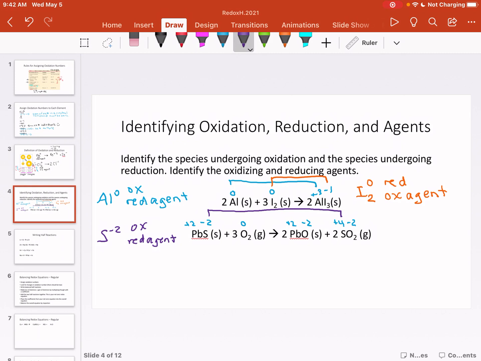Now let's look at the last element, oxygen, and we can see that oxygen went from 0 to -2. It went from -2 here as well. So we know that on the right-hand side, they're both -2. So O2 is our other player in oxidation and reduction. Its charge went down, so it is being reduced, and therefore it is the oxidizing agent.